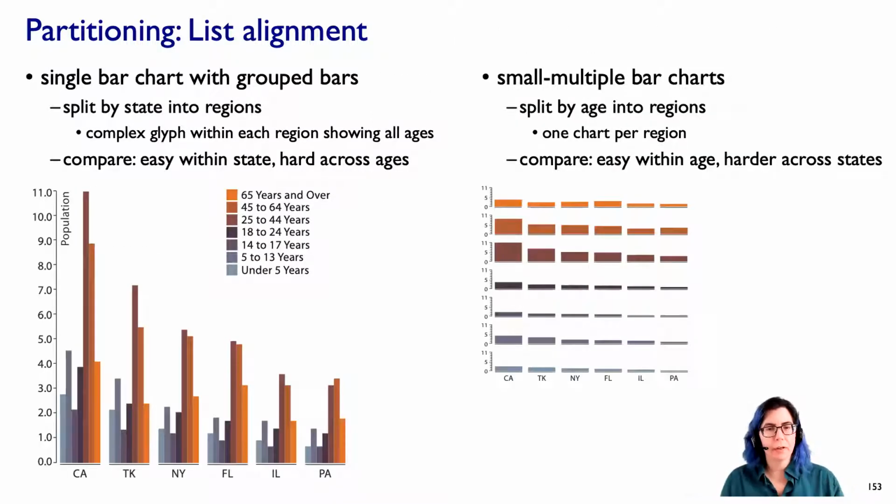Let's take a simple case, bar charts. So if we're thinking about, we've got some sort of data set where we've got geographic data and demographic data.